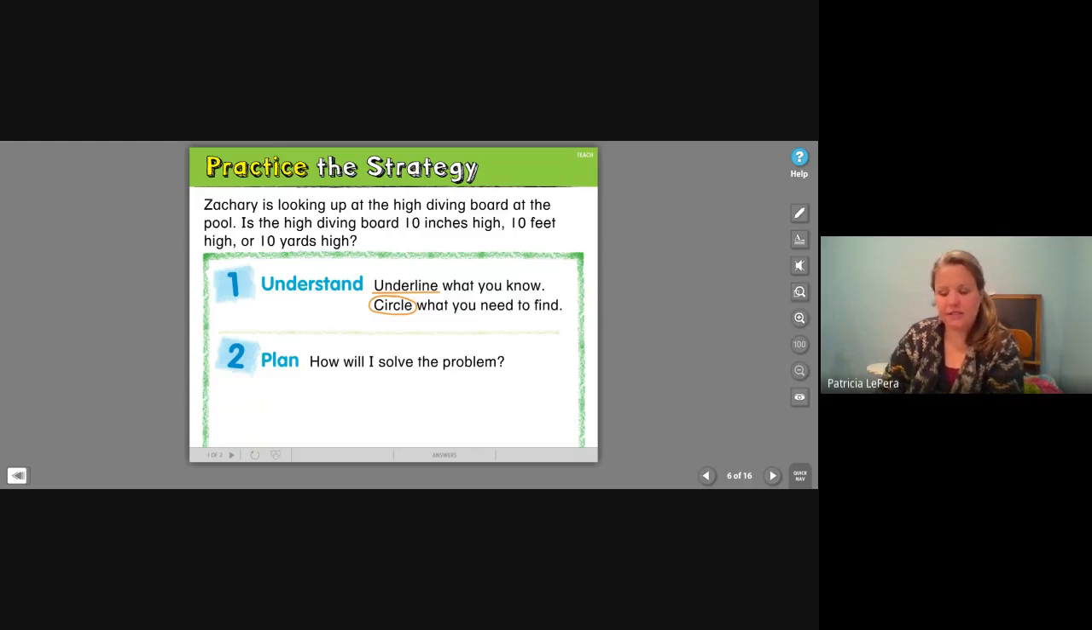This time, Zachary is looking up at the high diving board at the pool. Is the diving board 10 inches high, 10 feet high, or 10 yards high? Okay, now remember this would be the high dive at the pool. All right, so the high dive. Would that be from my finger to here, 10 inches high? Probably not. That's not very high. The height of 10 rulers high, 10 feet high.